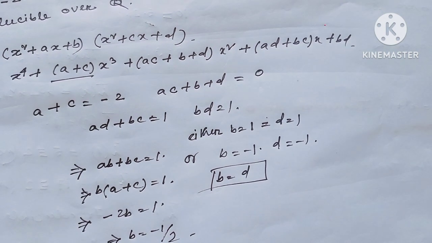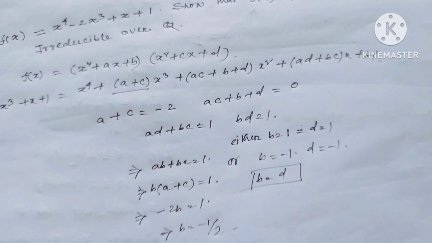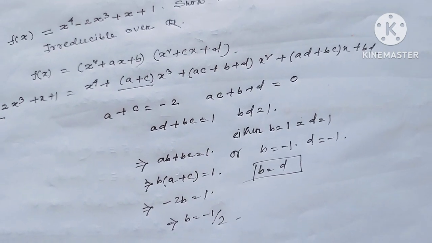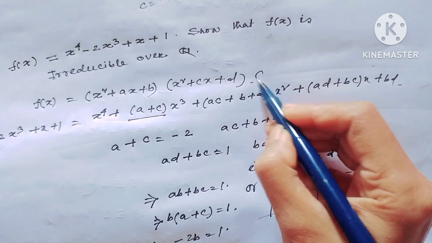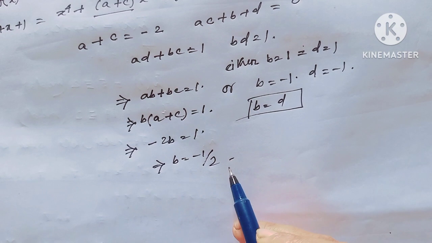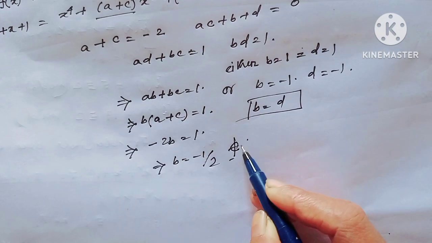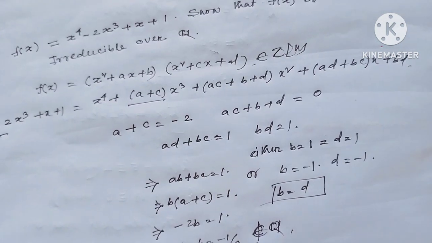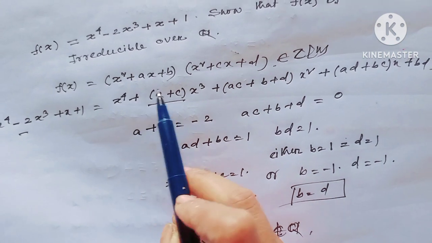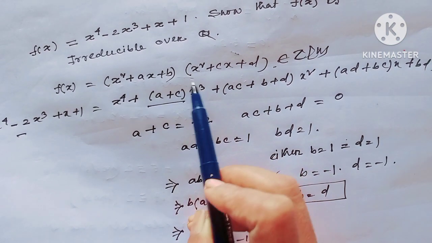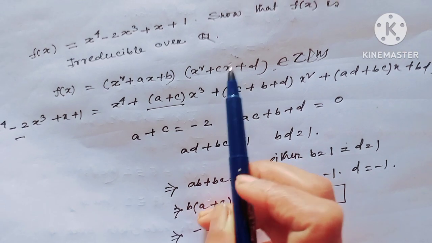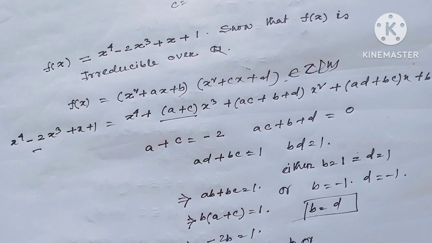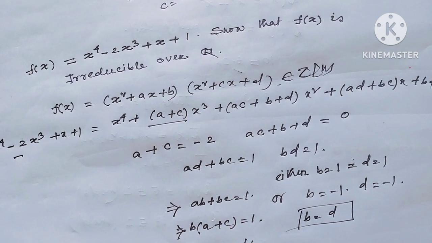But here the coefficients of the polynomial belong to Z[x], but I have got a coefficient that is a rational number. This is not possible. So by this expression we can tell we cannot write f(x) as a product of two polynomials. That means obviously this polynomial f(x) is irreducible over Q. I hope all my viewers have understood this clearly.